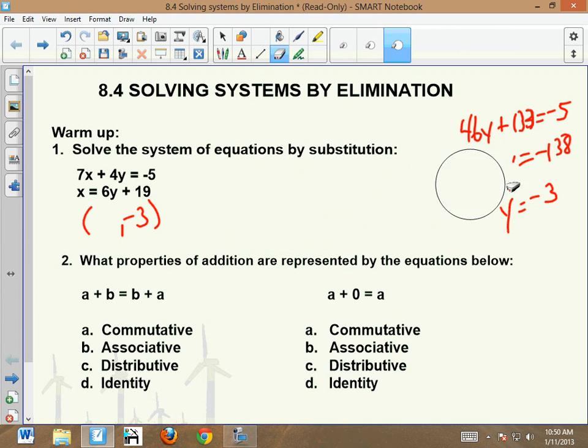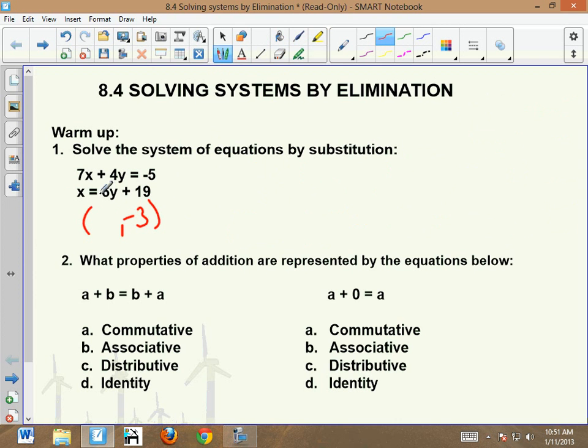Okay. Now, once I know what y is, all I do is plug it back into either equation and solve for x. x equals 6 times negative 3 plus 19. Right here in this y, I put negative 3 because y equals negative 3. x equals negative 18 plus 19. x equals 1. So x is 1. So my answer is 1, negative 3.